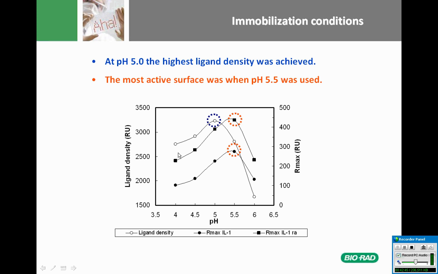You can see in this graph a summary of this assay. The ligand density is on the left y-axis. You can see that at pH 5, the highest amount of ligand was immobilized. But surprisingly, or not surprisingly, the ligand immobilized using pH 5.5 was most active, which means that although fewer ligand molecules were immobilized on the chip, still more of them were active compared to pH 5.